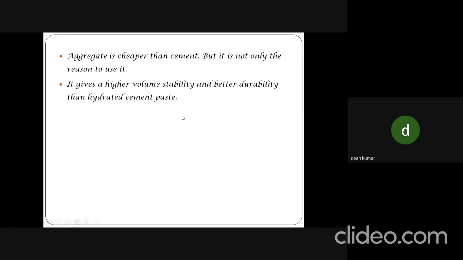Higher volume stability, better durability. One important thing everybody has to remember is that when cement paste is fresh and starts hardening, it tries to shrink. But the aggregate will give volume stability and prevent that shrinkage. A certain stability to the volume of concrete is given only because of the aggregate. And better durability than hydrated cement paste. Durability is a very important term. The life of the concrete is because of the type of the aggregate.